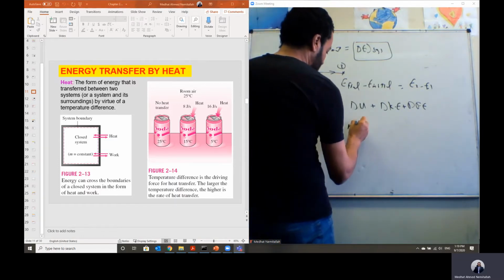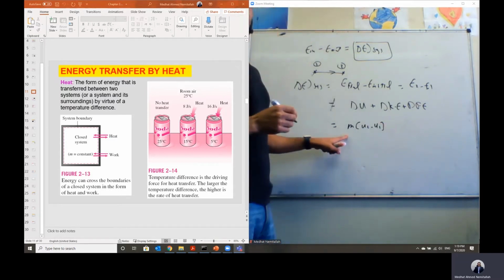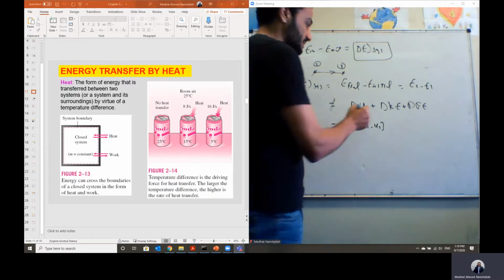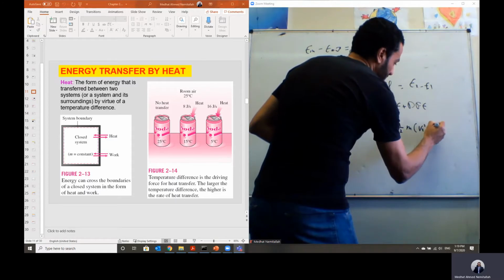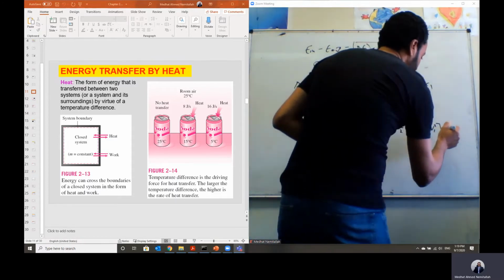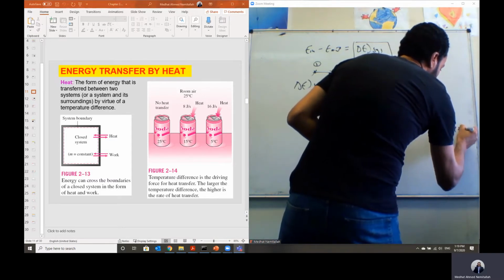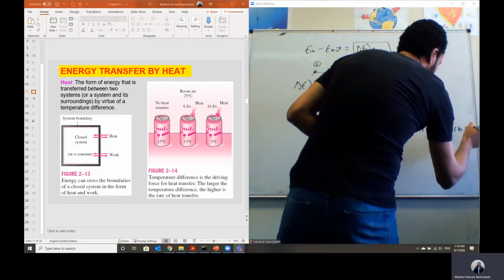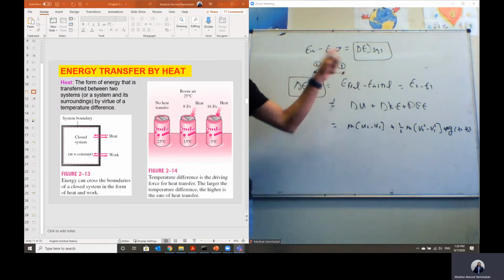It will equal mass. We said we are concerned with the specific property, so we multiply by mass multiplied by the specific internal energy, plus half mass multiplied by V2 squared minus V1 squared, plus mass multiplied by g multiplied by the change of elevation, Z2 minus Z1. And this term will give us the total change of energy of the system undergoing any process from an initial state to a final state, from state 1 up to state 2.